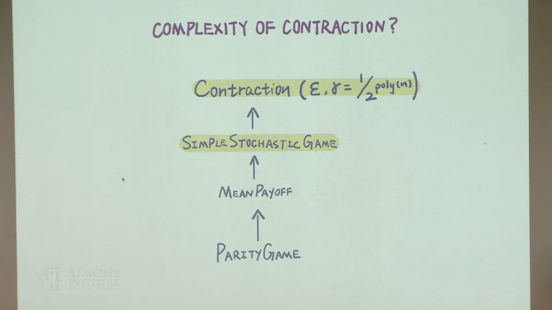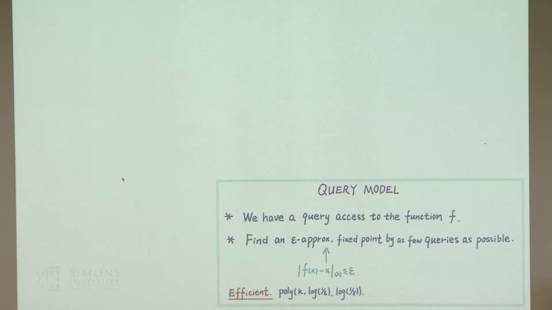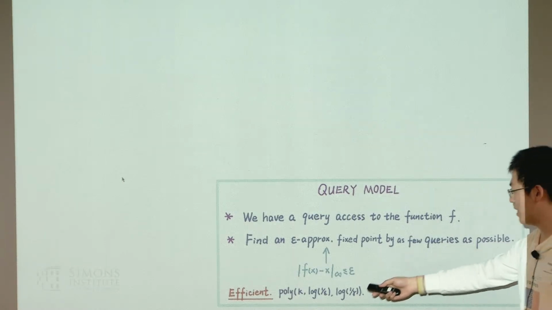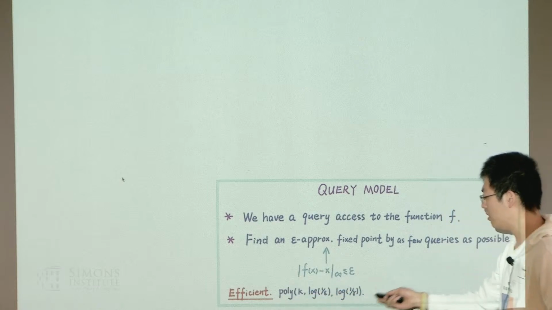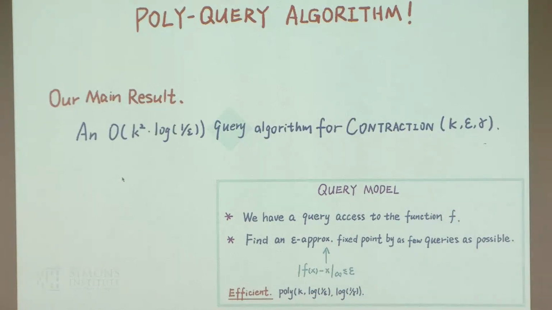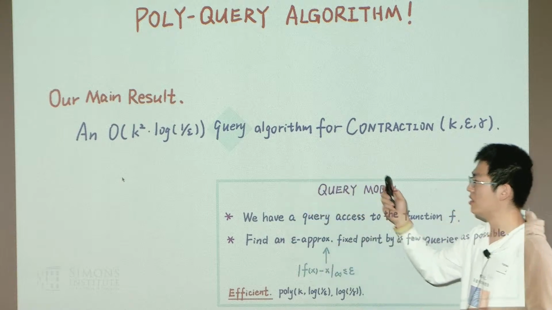Yeah, so back to contraction. Of course, we are interested in what is the complexity of contraction. We don't really understand it. And now I'm going to tell you about our results. So remember, we are working on this query model where we have query access, and we want to find an epsilon approximate fixed point using as few queries as possible, and we want efficient, which means polynomial in k, log 1 over epsilon, log 1 over gamma. Our main theorem is that we give a polynomial query algorithm for contraction fixed points. Here, the polynomial is really a small polynomial. It's k squared times log 1 over epsilon.